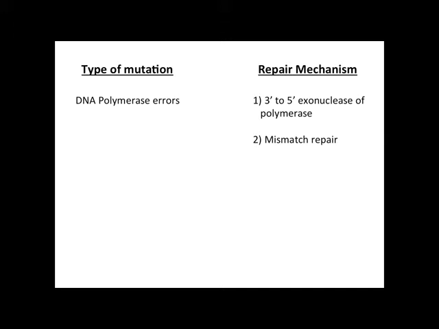So we talked about substitution mutations previously. These are where one base is incorrectly inserted, oftentimes a non-Watson-Crick base pair. And we talked about two different ways that these polymerase errors are repaired. There's the 3' to 5' exonuclease activity of polymerase. So this is the proofreading activity of polymerase.